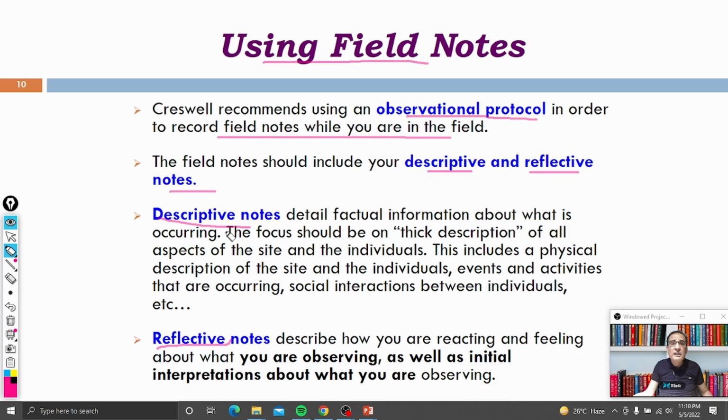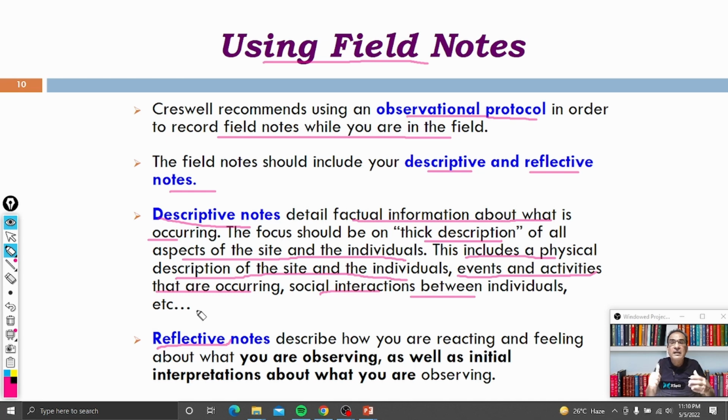First, descriptive notes: factual information about what is occurring. The focus should be a thick description of all aspects of the site and individuals. These include a physical description of the site and the individuals, the events and activities that are occurring, and the social interaction between individuals. I would like to explain descriptive notes with an example.